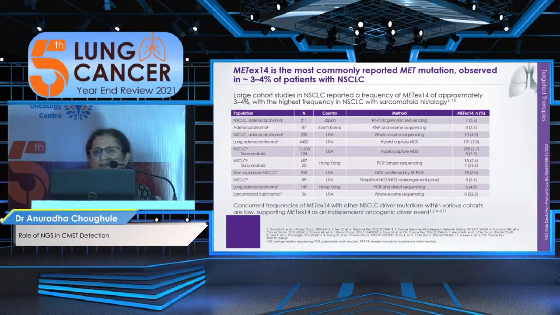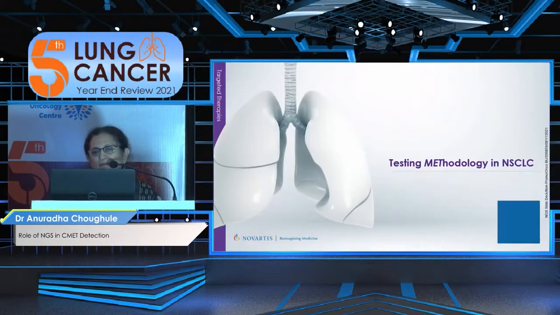There are various methodologies to detect it, like RT-PCR, genomic sequencing, RNA and exome sequencing, and whole exome sequencing, and on the targeted panel you need to have either the amplicon-based or the hybrid capture-based approach. But the most preferred one is the hybrid capture, because there are a lot of fusions which can be easily detected by the hybrid capture method.